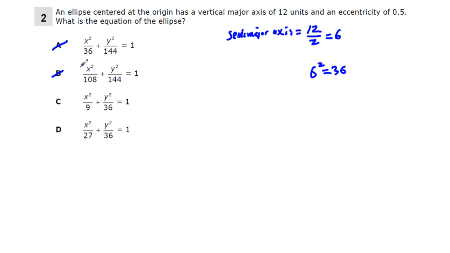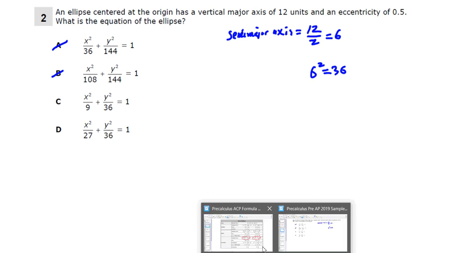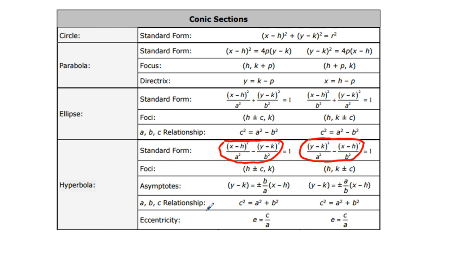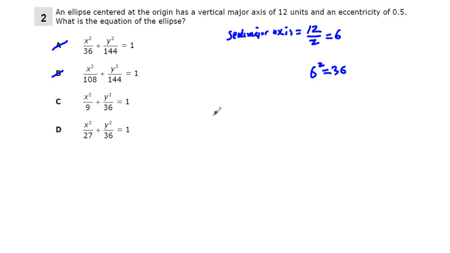Okay, and now we're given our eccentricity. So we're really between these two at this point. And eccentricity, there's a formula for an ellipse. Okay, let's look at that eccentricity formula. E equals C over A. Okay, C squared equals A squared minus B squared.